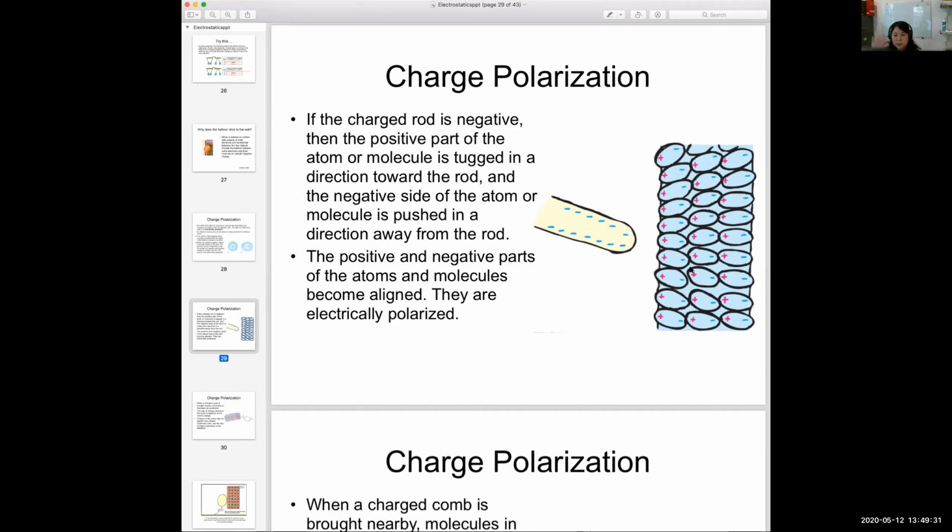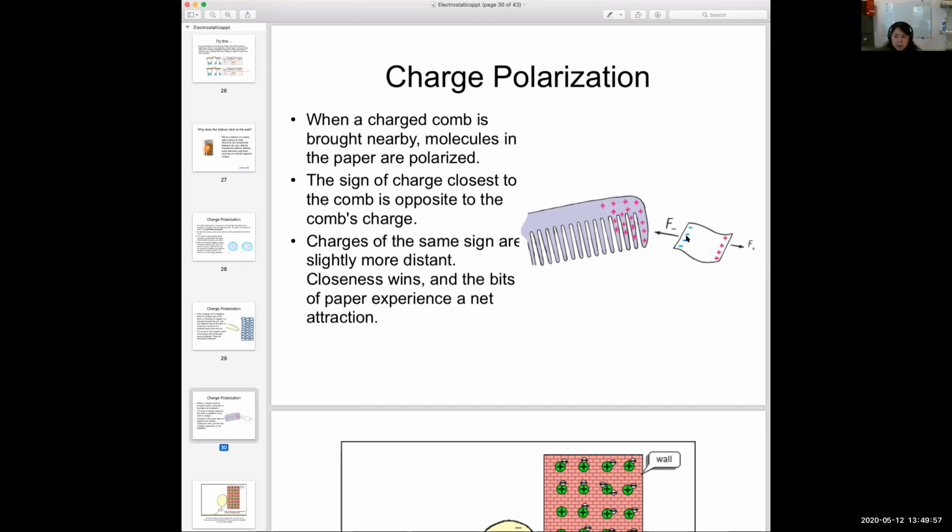The same thing happens with the comb. When you rub the hair comb, it becomes positively charged. And this is a piece of paper or tissue paper. One side of the tissue paper slightly becomes negatively polarized and the other side becomes positively polarized, and then it gets attracted.